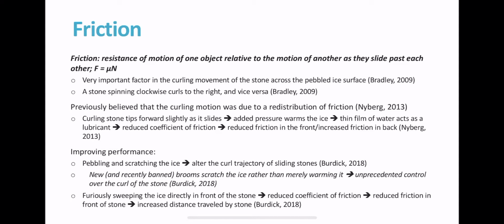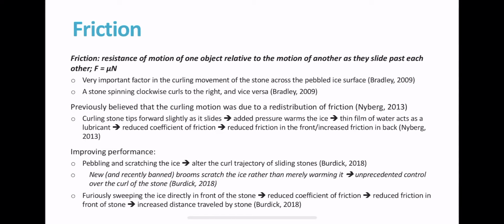The bottom of a curling stone resembles the bottom of a beer bottle in its concavity. Only a narrow ring of stone actually interacts with the ice. It was previously believed that the curling motion was due to a redistribution of friction. The curling stones tip forward slightly as they slide, which creates additional pressure and warms the ice, forming a thin film of water that acts as a lubricant.